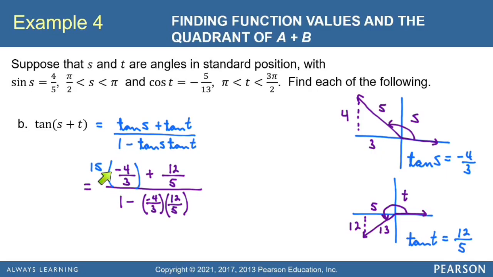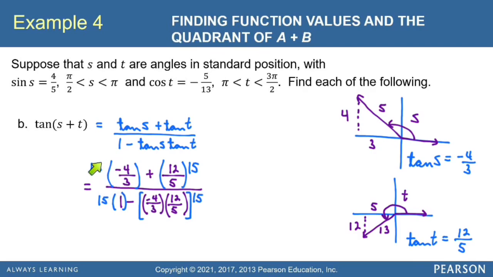Times 15 for the first term in the top and times 15 for the second term in the top. In the bottom, we have two terms. The first term is 1, so we'll multiply that by 15. The second term is this product right here, so we'll multiply all of that by 15. And now we'll go through and simplify one term at a time.